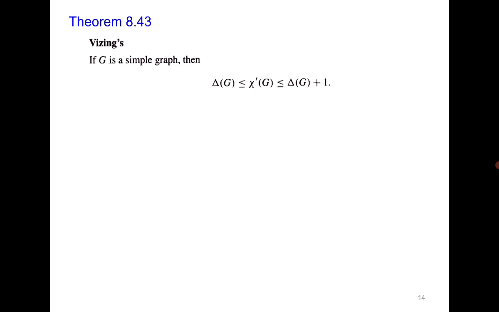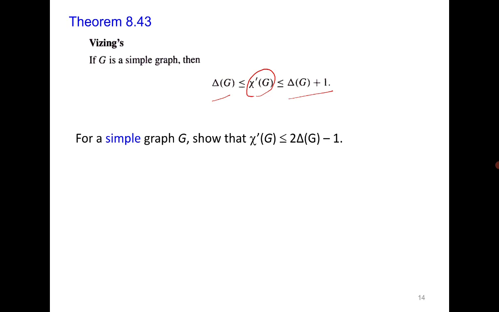It's difficult to prove, but we can use it to find the chromatic number, which says: let G be a simple graph, then the edge chromatic number can be either delta G or delta G plus 1. There are only two possibilities. Yes, so in the case of the Petersen graph, it comes out to be delta G plus 1, because the maximum degree is 3, or in some cases it comes out to be delta G.